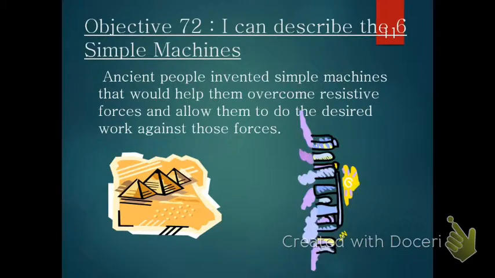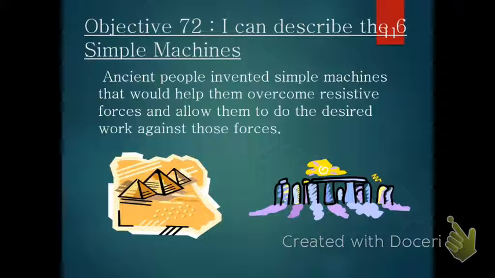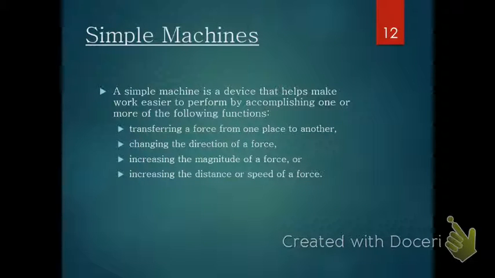All right, we need to be able to describe the types of simple machines. Simple machines are devices that are used to help make work easier, and they do this in several ways. They either transfer a force, or change the direction of the force, or increase the magnitude, or increase the distance. Again, guys, if I'm talking too fast, just pause the video, record what you need to record, and then press play.